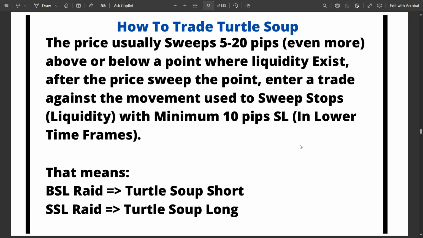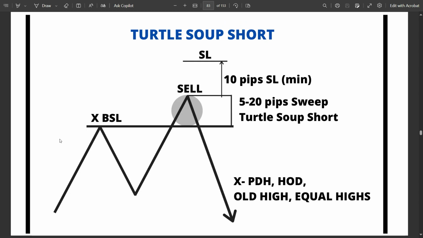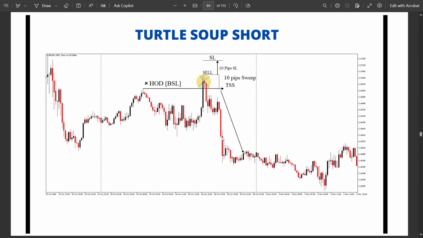10 pip stop loss. For example, if a buy stop liquidity event happens in a turtle soup setup, you should take a short position. If it's in a turtle soup long setup, you're looking to buy. Here's a schematic example. If a BSL event happens and stop hunting occurs in that area, you can enter a trade with a stop loss 10 pips above the highest point where the stop hunt occurred.